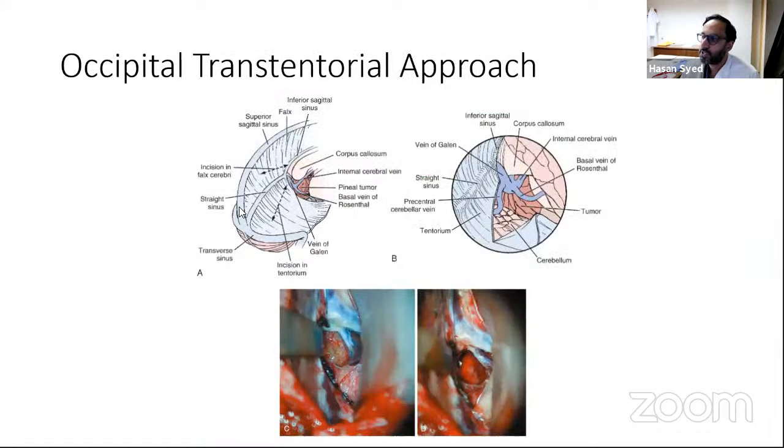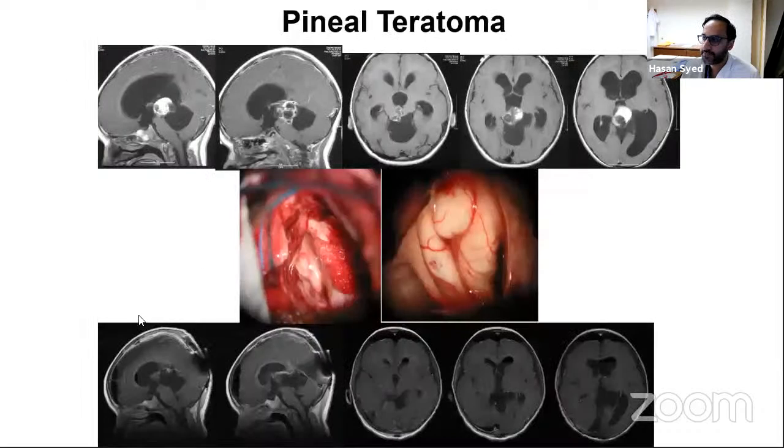The transtentorial approach, again, was mentioned, but one of the pearls here is obviously to try to identify the straight sinus or be lateral to midline when you're making this incision. Sometimes this can bleed significantly, but one just has to be patient. Use bipolar electrocautery, and you can easily get this incised, and then view the tumor or other anatomy of the veins very easily.